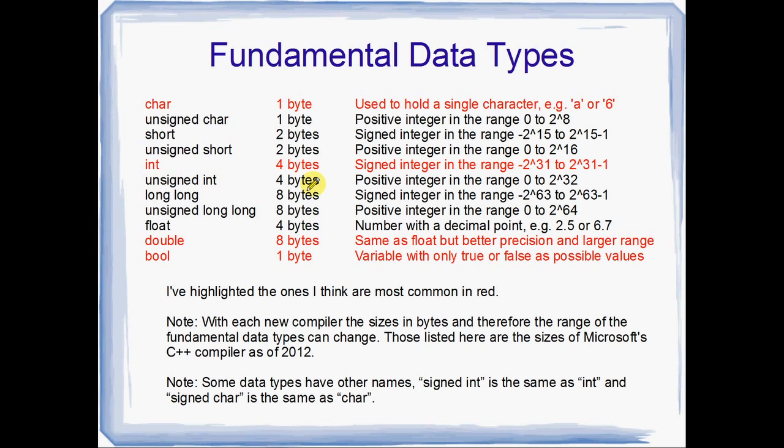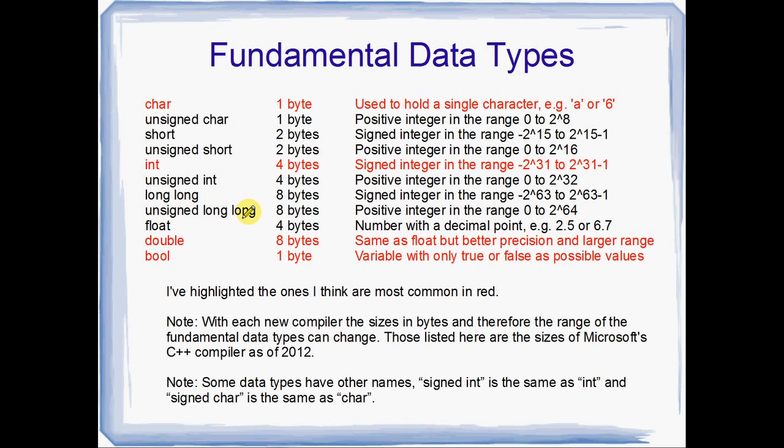Next we've got an unsigned int, which is also 4 bytes long, and this is a positive integer from 0 to 2 to the power of 32 minus 1. A long, which is actually short for long int. This is 8 bytes long, and it's a signed integer in the range from -2 to the power of 63 all the way up to 2 to the power of 63 minus 1.